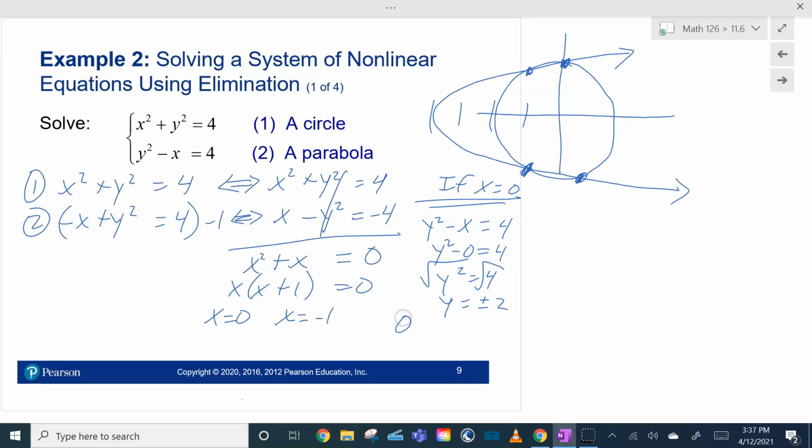So if x is 0, we have 2. If x is 0, we also have negative 2. So 0, 2 and 0, negative 2.